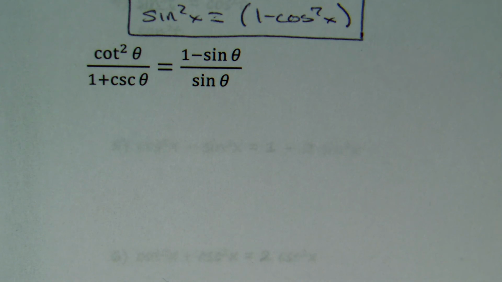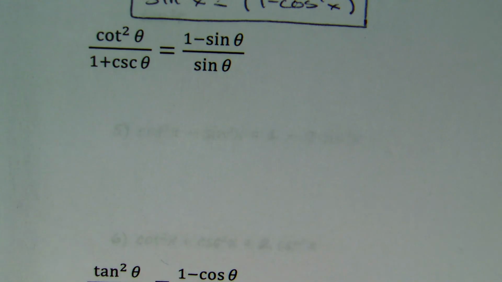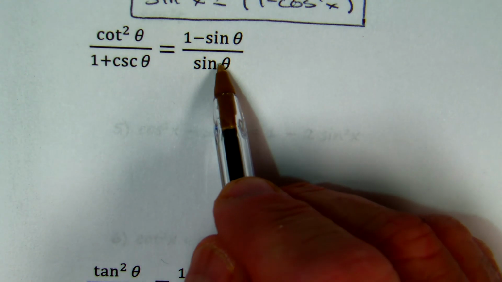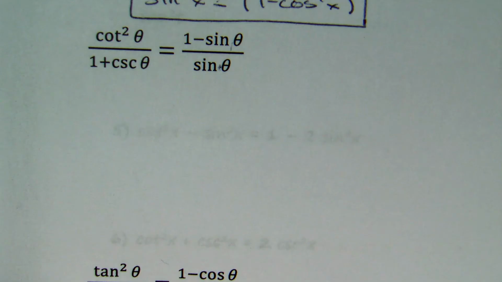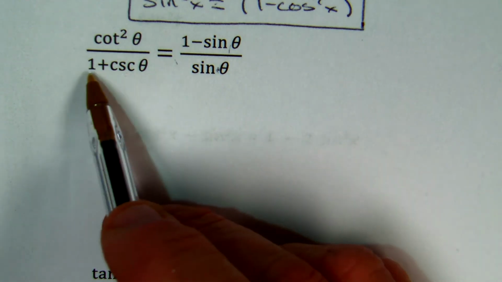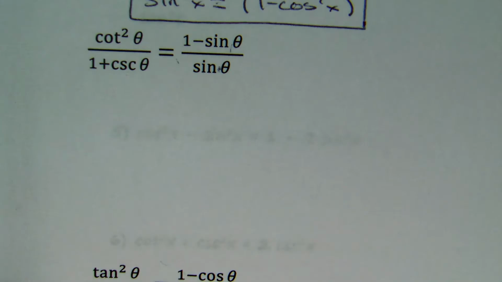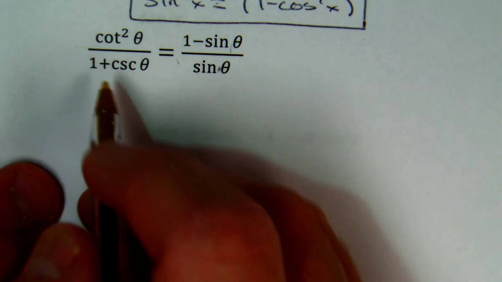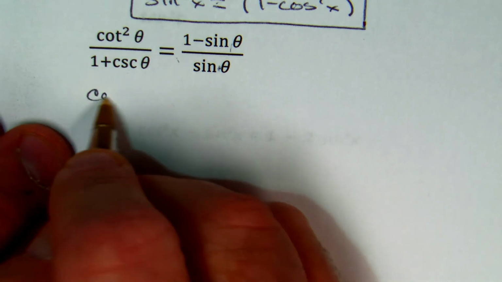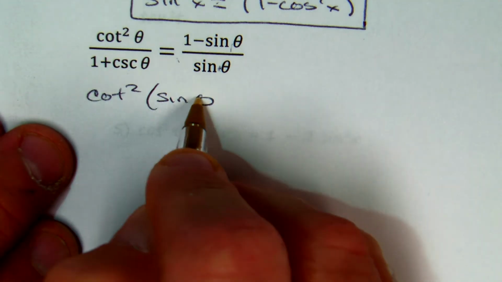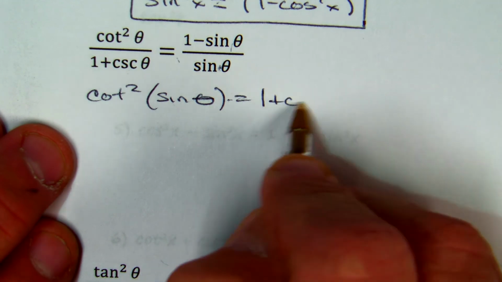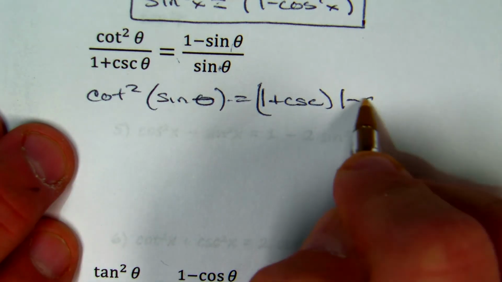Cotangent squared theta over 1 plus cosecant theta equals 1 minus sine theta over sine theta. Okay. So now we're going to have some major things going on. Alright. So if I look at this, 1 minus sine theta over sine theta, this would be 1 plus cosecant theta over that. Alright, if I cross multiplied, like I did before, cotangent squared times sine equals 1 plus cosecant, 1 minus sine.